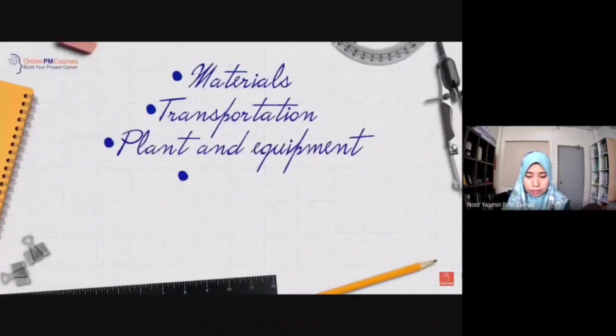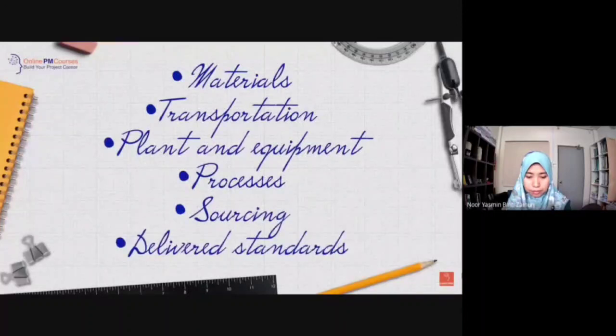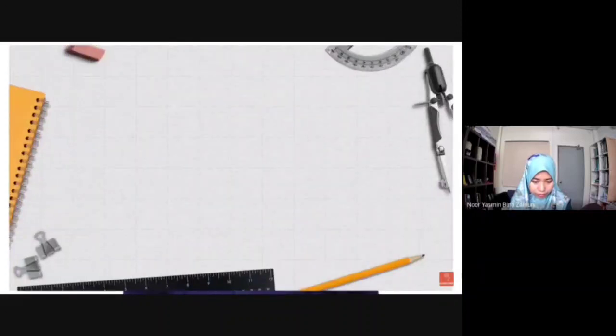The process of value engineering typically considers many things, like materials, transportation, plant and equipment, processes, sourcing, and the delivered standards. The question we ask there is, have the original design worked to standards that go beyond what is needed? To do this, value engineering involves a number of activities.